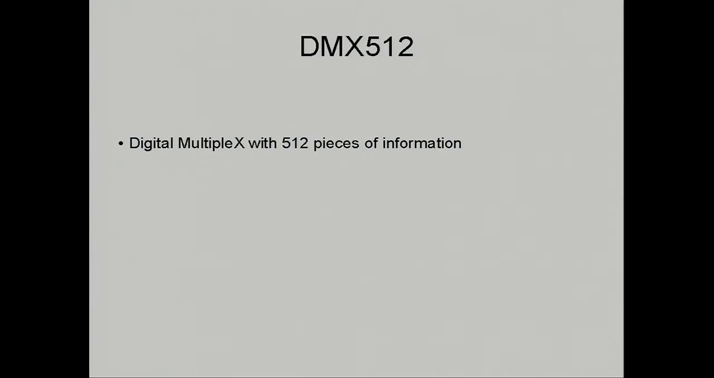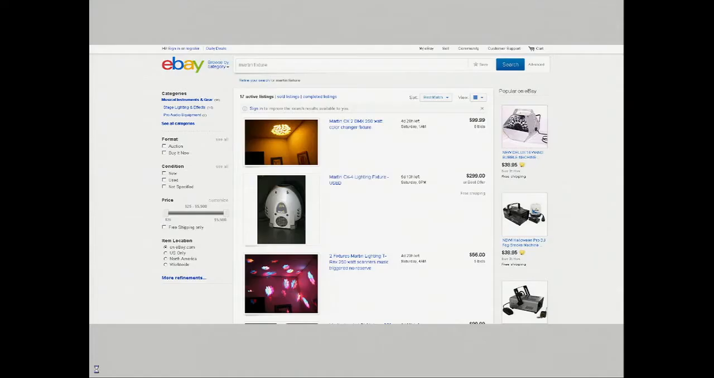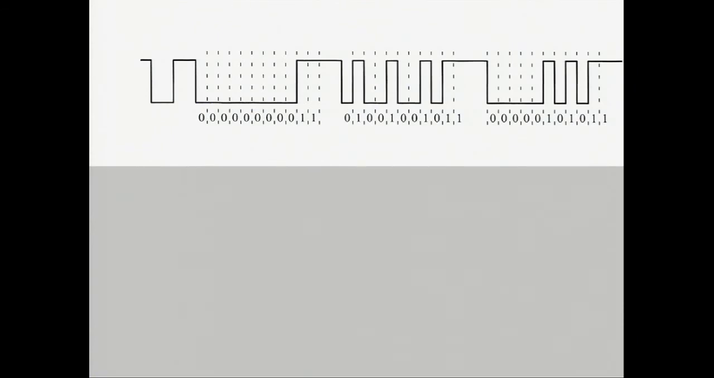It stands for Digital Multiplex with 512 pieces of information. DMX was drafted in 1986, and Martin is a company that kept running its own protocol until around 1996, when they gave up. So there are a lot of fixtures still sold with the 512 lookalike connector but a completely different protocol. They're based in Denmark. You can still buy stuff that looks like DMX on eBay today, so it's kind of annoying if you expect it and you don't get it.